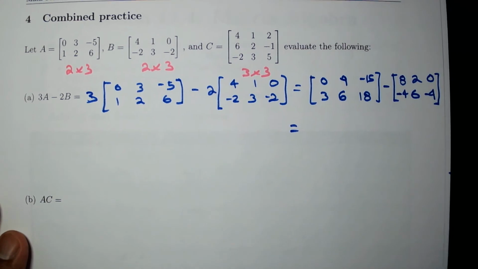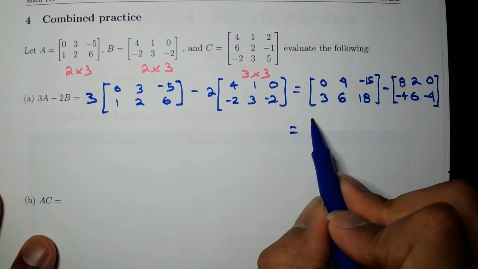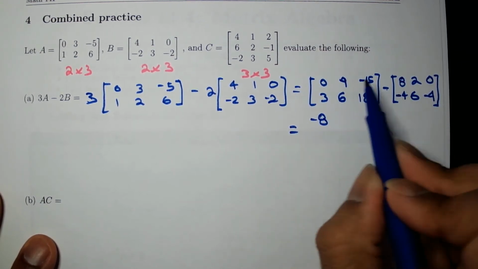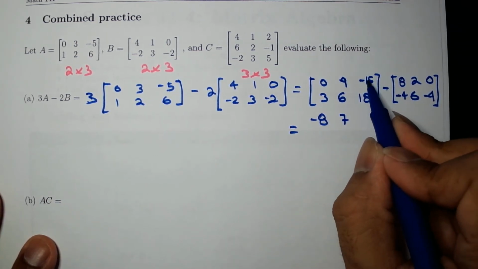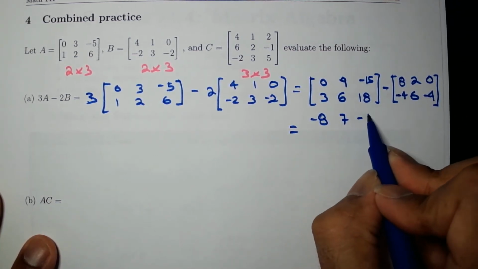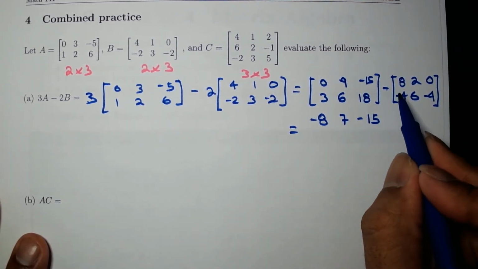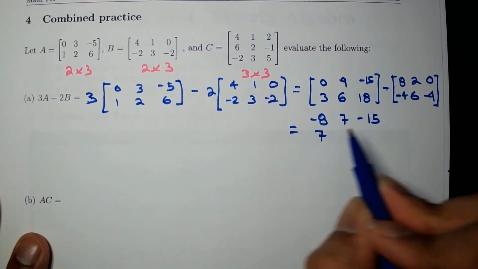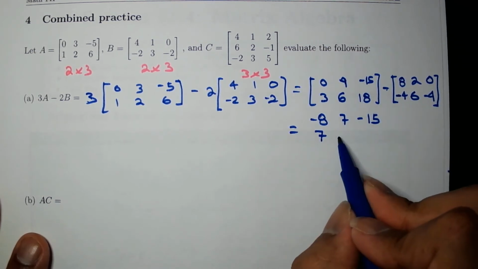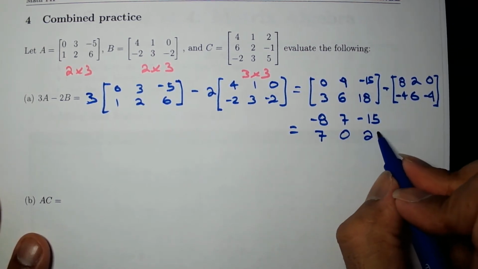So in this case, well, 0 minus 8, that's negative 8. 9 minus 2, that's a 7. Negative 15 minus 0, negative 15. Okay. 3 minus negative 4, minus minus will turn into a plus, so 3 plus 4 equals 7. 6 minus 6, that equals 0. And last but not least, 18 minus negative 4, which is 18 plus 4 equals 22.